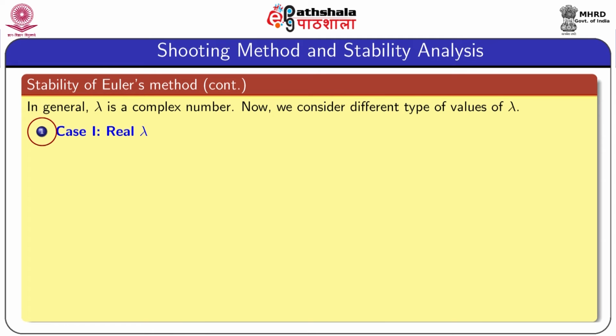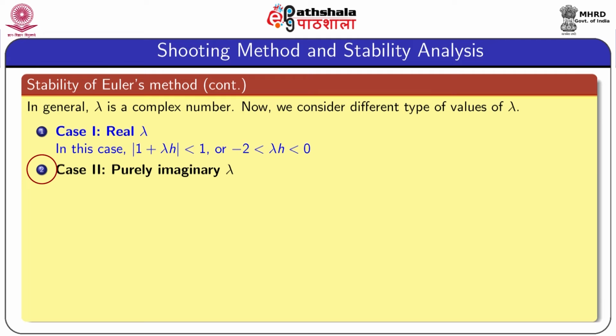In case 1, we assume that the parameter lambda is a purely real number. In this case, the absolute value of sigma, that means the absolute value of 1 plus lambda h, less than 1, after simplification becomes minus 2 less than lambda h less than 0. That means if lambda h lies between minus 2 and 0, then the numerical solution obtained by Euler's method is stable.